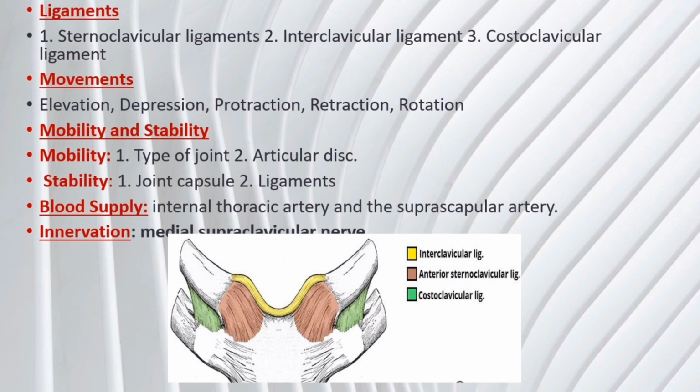Stability. Joint capsule, thick and strong. Ligaments, particularly the costoclavicular ligament, which transfers forces from the clavicle to the manubrium via the costal cartilage. Blood supply. The arterial supply to the sternoclavicular joint is from the internal thoracic artery and the suprascapular artery. Innervation. The sternoclavicular joint is supplied by the medial supraclavicular nerve and the nerve to subclavius.